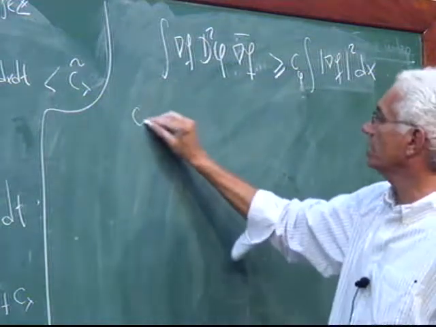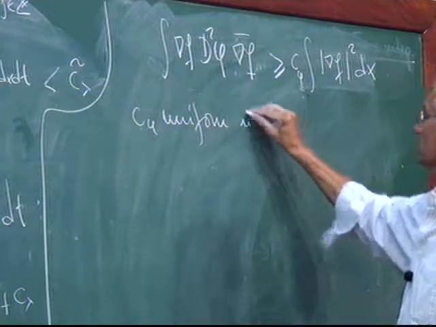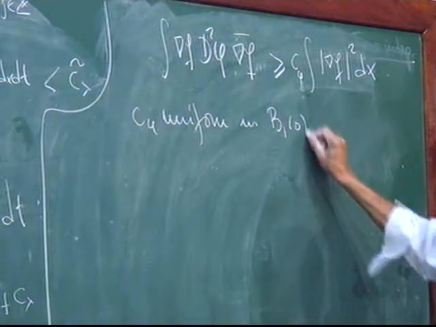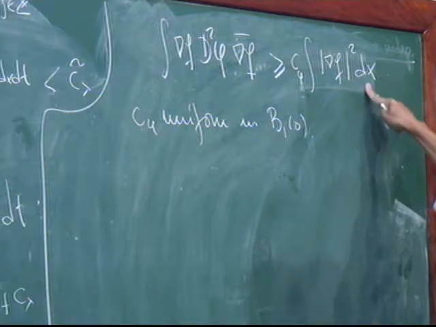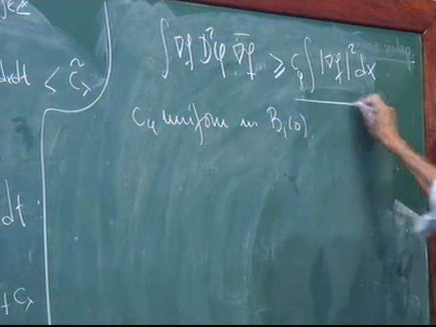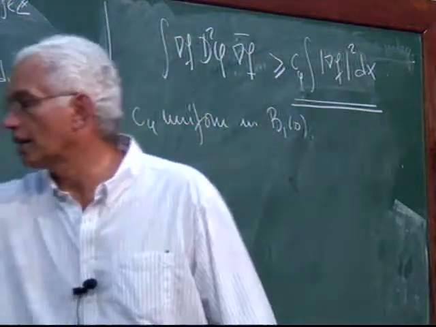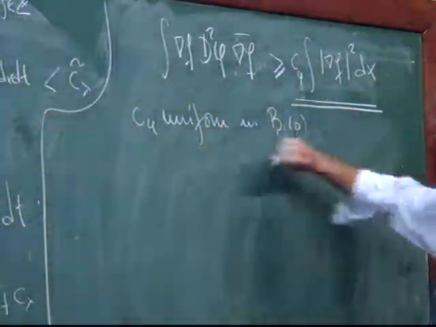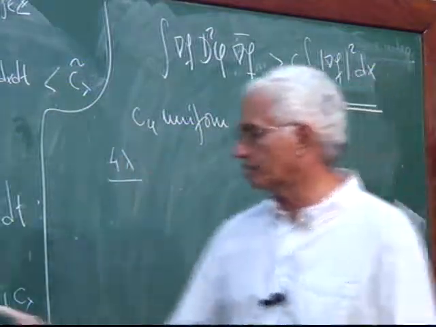Right, when C rho is uniform in the unit ball, then that gives you control of this part. This part gives you control of this, and you grow like lambda. And at the end, you have a 4 lambda in the front. What is the bad term here?